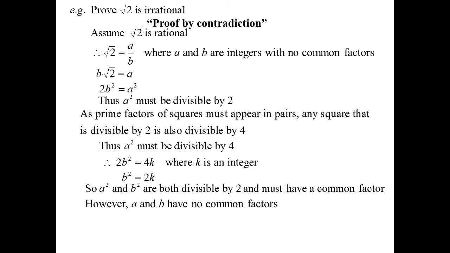And there's your contradiction. We started off saying they have no common factors, but yet proved they must have a common factor. So the square root of 2 can't be rational. And if it's not rational, it must be irrational. So that's a proof by contradiction.